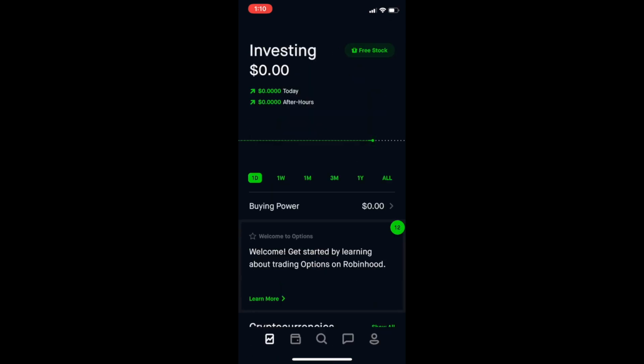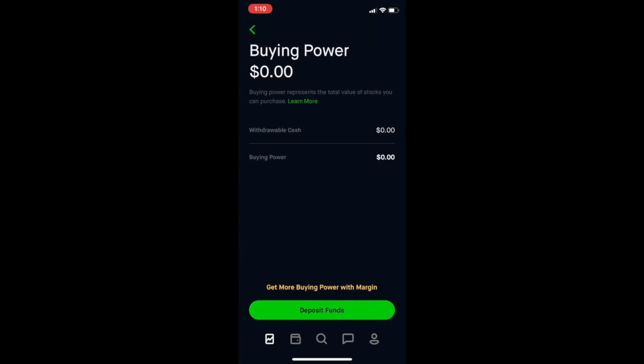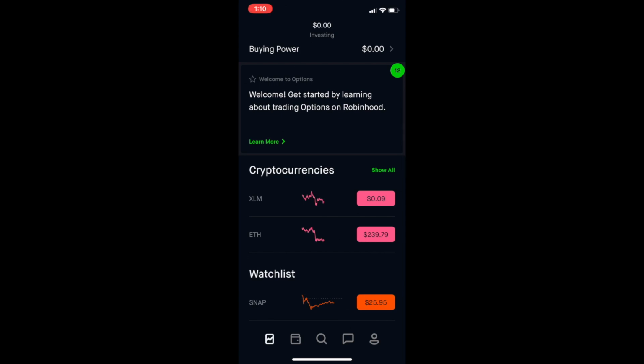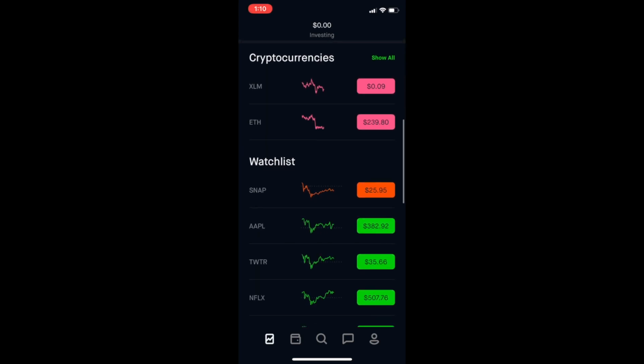From there, you see buying power. When you click there, it tells you how much money you have for you to buy the stock. You can click the green button for you to directly deposit money from your checking account. You scroll down, you're going to see cryptocurrencies that you can buy, and also you are going to see regular stock.